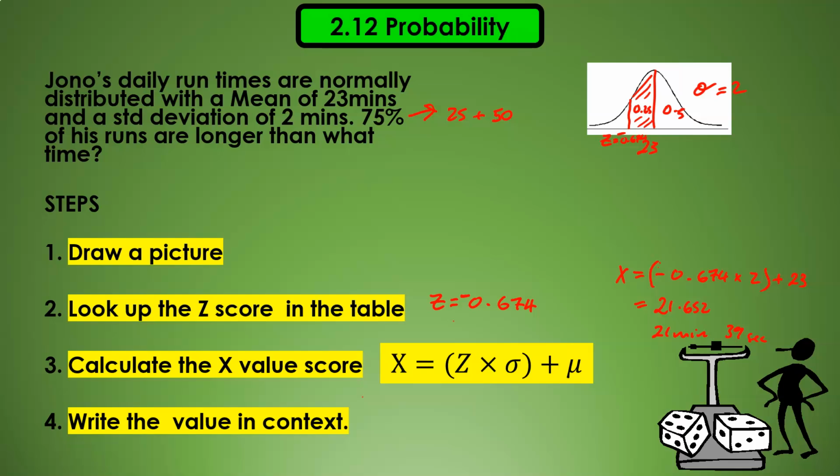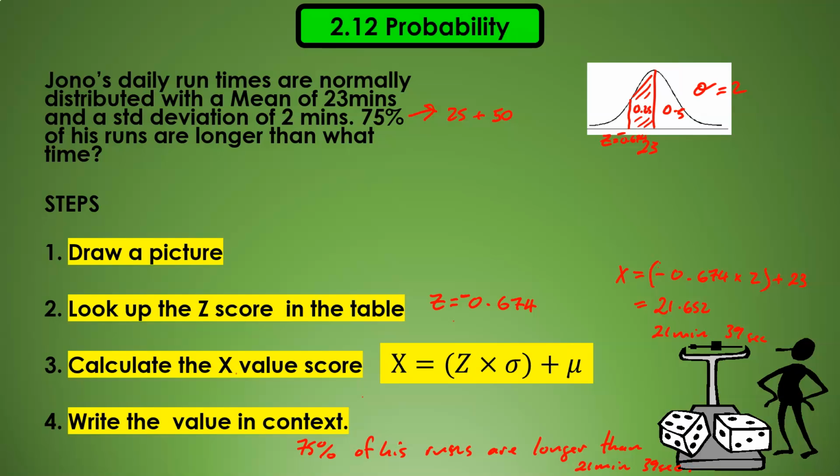So write your answer in context: 75% of his runs are longer than 21 minutes 39 seconds.